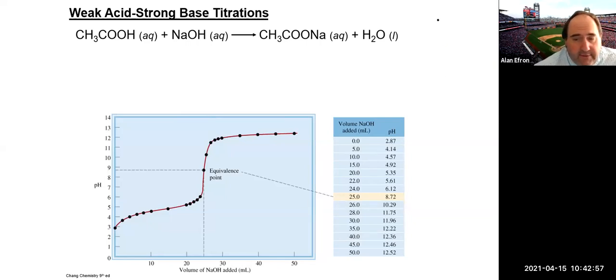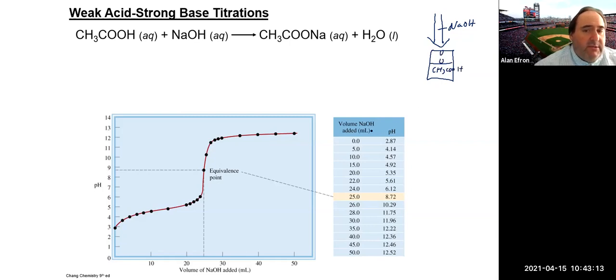So the relationship in terms of what's happening is kind of similar to the last one. We're going to have our sodium hydroxide up in the burette, our acetic acid down in the beaker. We're adding our sodium hydroxide to our acetic acid. So what are these things? Well, obviously sodium hydroxide is a strong base. And this is obviously a weak acid. So again, adding a strong base to a weak acid, we see a similar type of S curve that's happening.